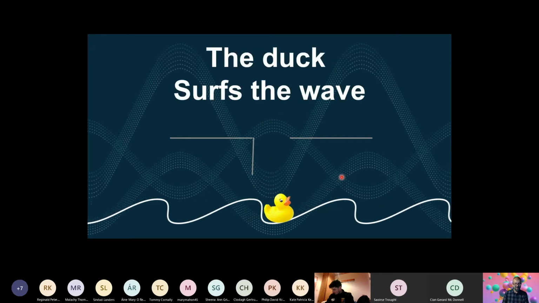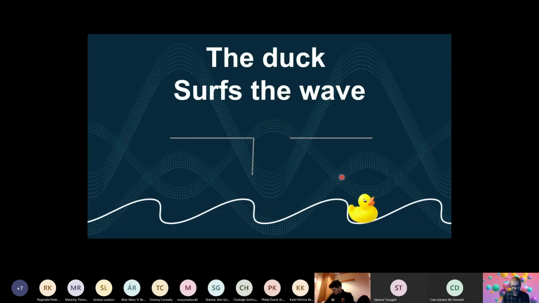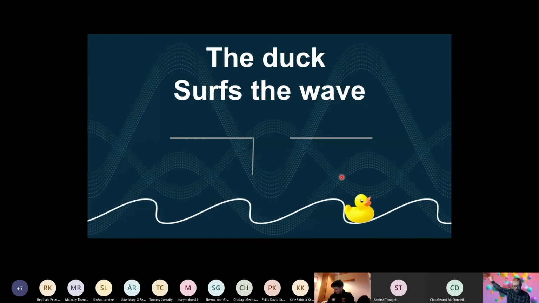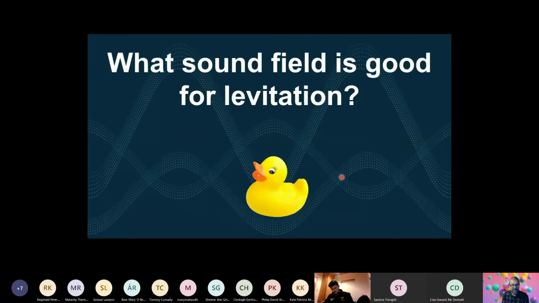In this circumstance, it's pretty obvious what would happen. The duck surfs the wave, surfing the acoustic wave. So that would be the duck getting, okay, he goes off one side of the screen and comes out the other, but he'd get pushed in a particular direction wherever the beam was sending them.